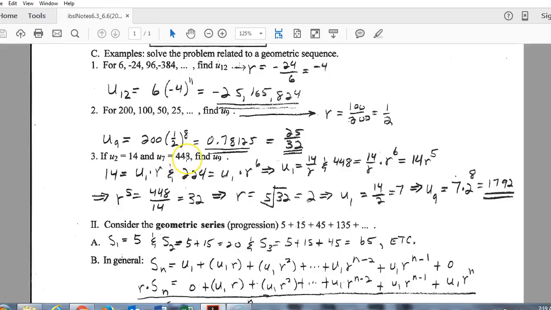Same with this one here, I got the 448, which is my u of n value, and that's when the n value is 7. So if we plug that into the general setup as well, so this should say 448, not sure where that 224 came from. That should be 448. Then we got our u of 1, we have the r, those are both unknowns, and then the exponent is n minus 1, so in this case 7 minus 1 gave us a power of 6.